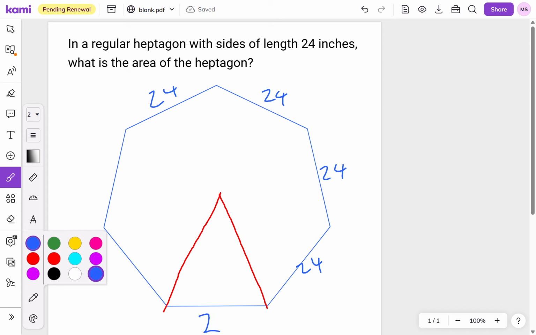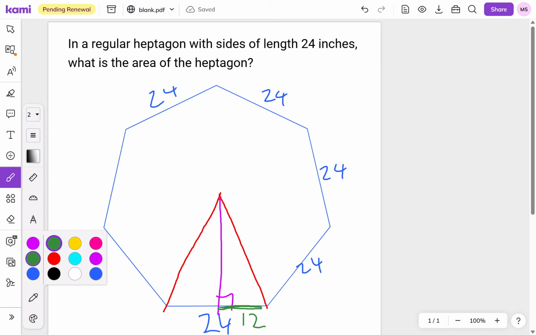This whole thing is 24. If I drop down a height, I get a 90-degree angle, and I get this side down here, which is going to be 12, because that's what it is. Now, what about the angle?